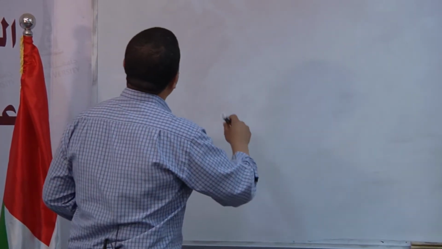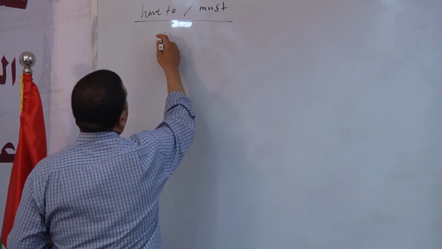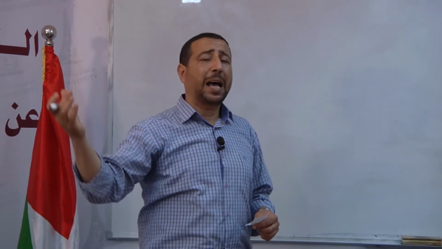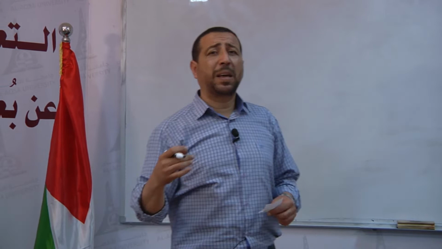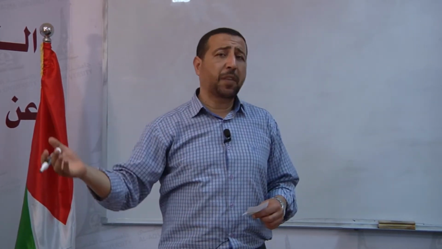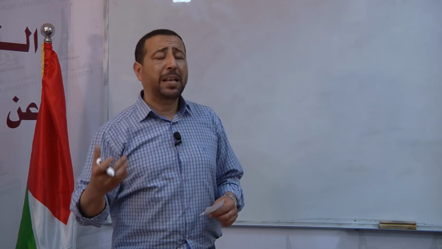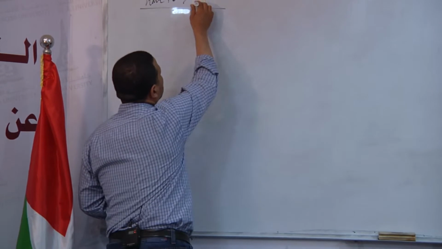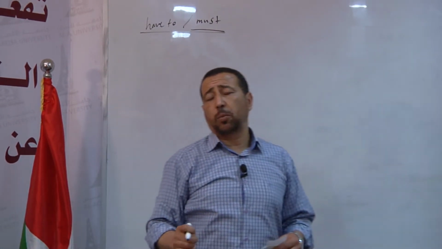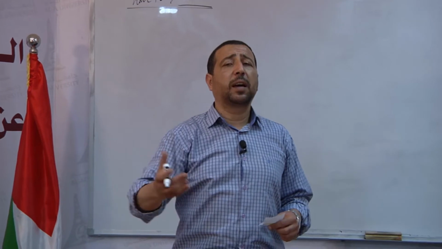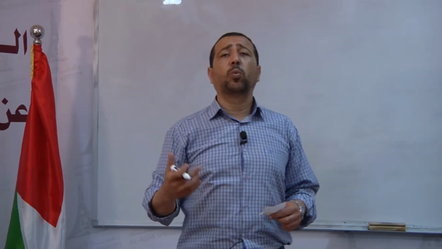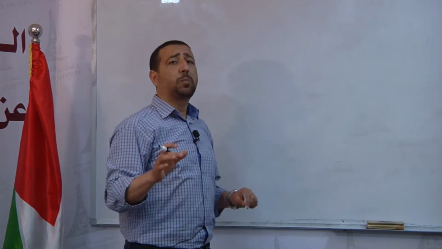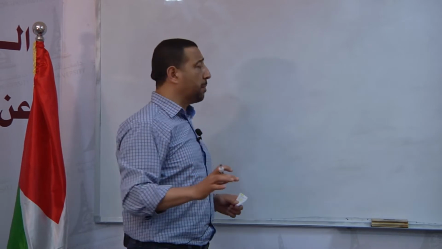I said that have to talks about an obligation which comes from outside. It means it is an obligation which is based on an authority of another person. This is number one. Or it is based on a law, it is based on a rule or something like that. However, must, when it comes to obligation, expresses the feelings or the wishes of the person. And that's why we need to be very careful when we talk about both of them.